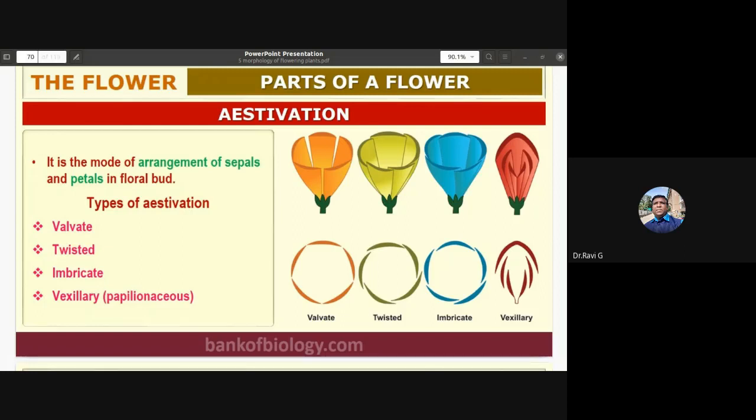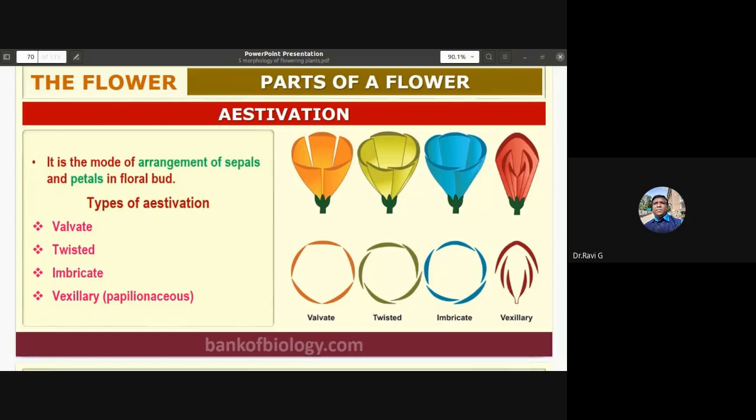In simple terms, in vexillary estivation, one of the first petals is completely out, the other petal is completely in, and the remaining petals are in and out condition. So you can notice vexillary estivation in the case of Papilionaceous corolla. So these are the types of estivation.